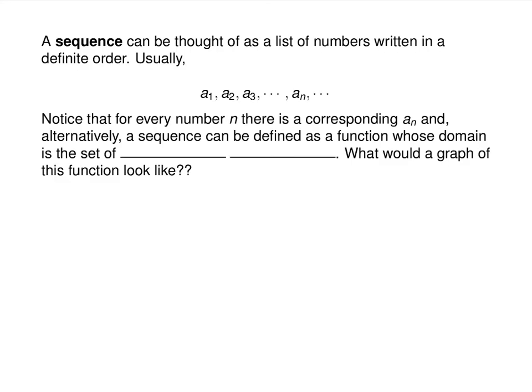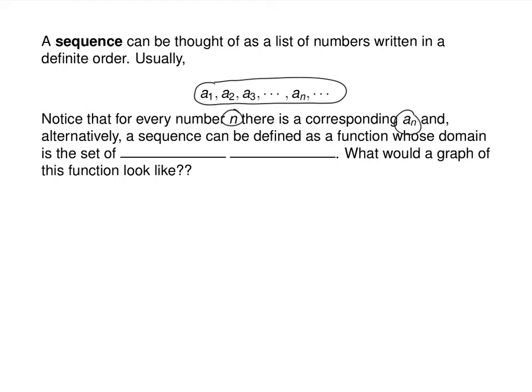In this lesson, we'll be learning about sequences. A sequence can be thought of as a list of numbers written in a definite order. Usually, the notation that we're going to use for this will involve a's with subscripts. A sub 1 refers to the first number, a sub 2 is the second number, etc. Now, notice for every positive number n, there is a corresponding a sub n.